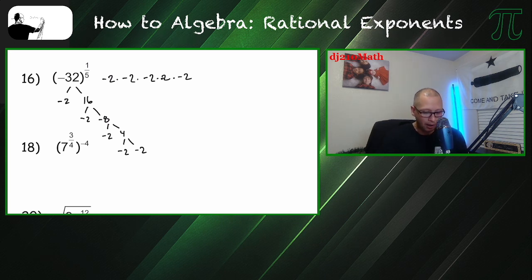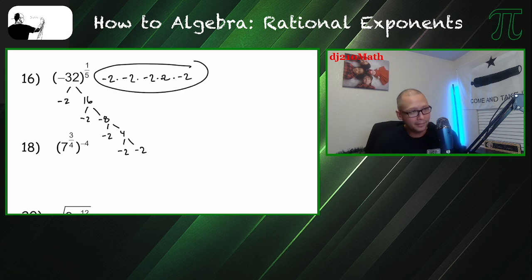So fifth root, right? So I want to group together 5. It just so happens conveniently there's 5. So here, the fifth root of negative 32 would be negative 2. It's kind of interesting if you think about it.